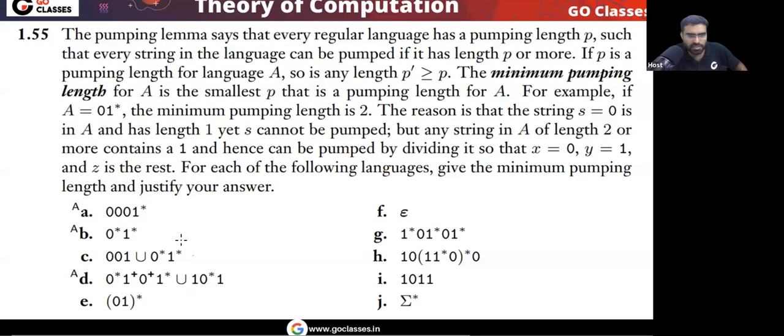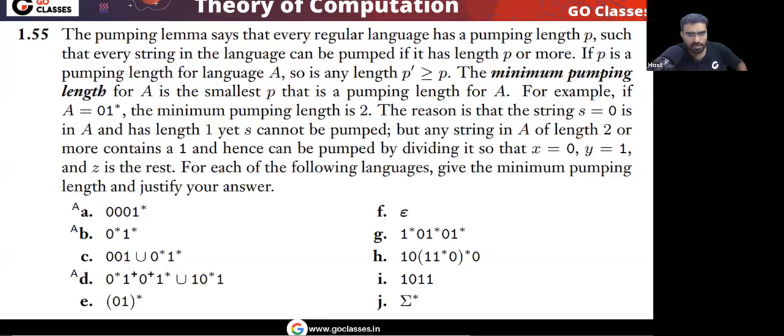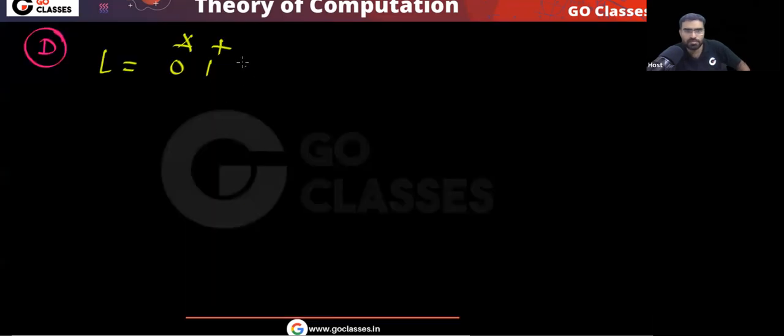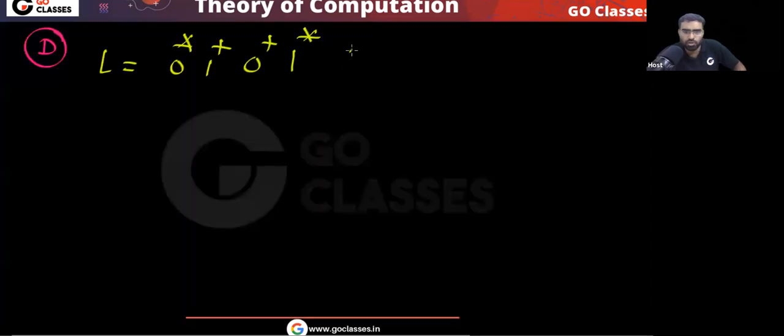Okay. What about the next question? What about this one? So let's solve it. D part: 0 star 1 plus 0 plus 1 star. So what is this D saying? It is saying L is equal to 0 star 1 plus 0 plus 1 star, 0 plus 1 star, and then union 1 0 star 1.